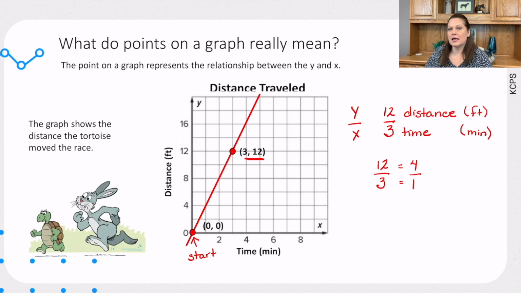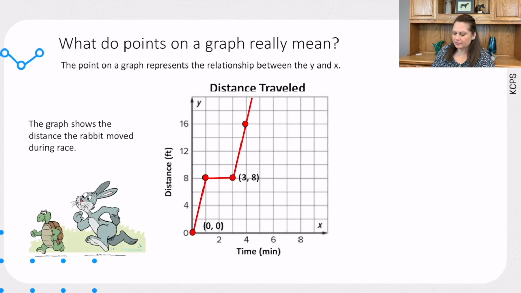When my denominator is 1, that's going to be my unit rate. So I can say 4 feet per 1 minute, or per minute, whichever sounds correct to you. Okay, so the tortoise is actually traveling 4 feet per minute, which for a tortoise I think is kind of fast. But let's go on.